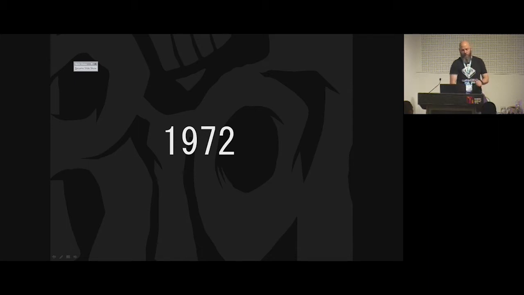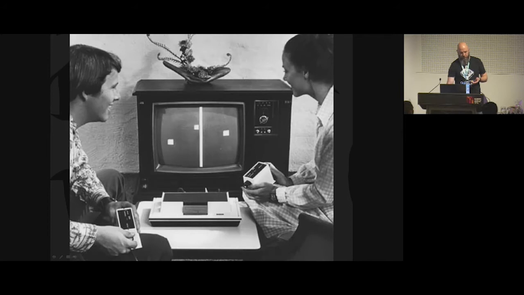Atari was founded, and the C language was developed in '72. The first handheld scientific calculators were released, making slide rules obsolete.